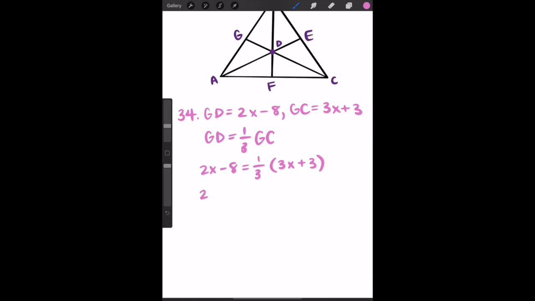All right, now to solve this, the first thing I'm going to do, leave the left side alone, distribute that 1/3. So 1/3 times 3 is just 1. So 1x, and then plus 1/3 times 3 is just 1 again. Then you just solve, subtract x from both sides, add 8 to both sides, and you're left with x equals 9.